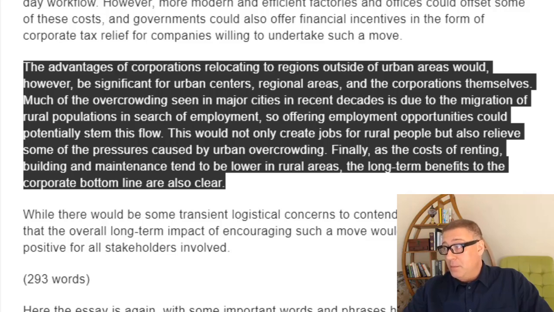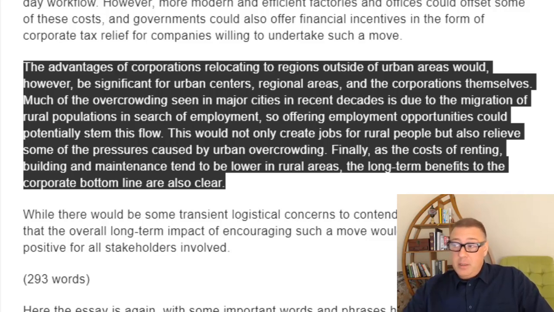So again, further explaining the reasons for the things that I've set up here, these benefits for these three groups. This would not only create jobs for rural people, but also relieve some of the pressures caused by urban overcrowding. I've explained what the benefit is to two of the groups, to urban centers and to regional areas. So increased employment for regional areas, less crowding for urban areas.